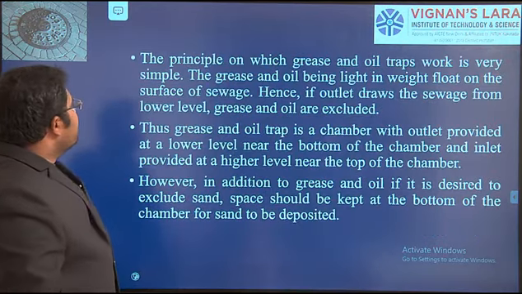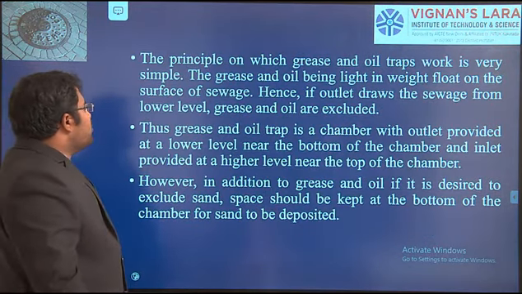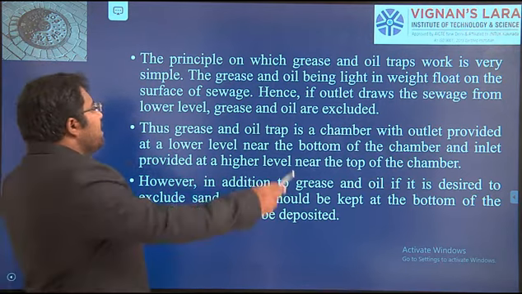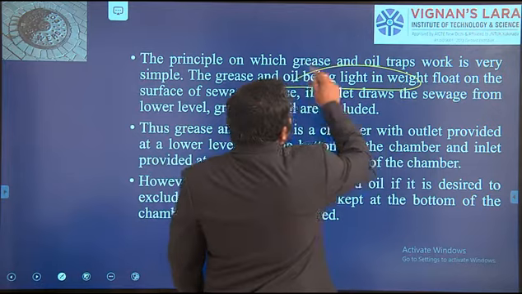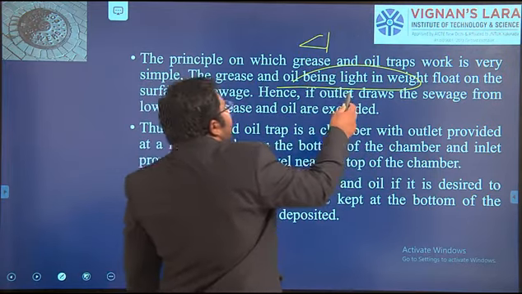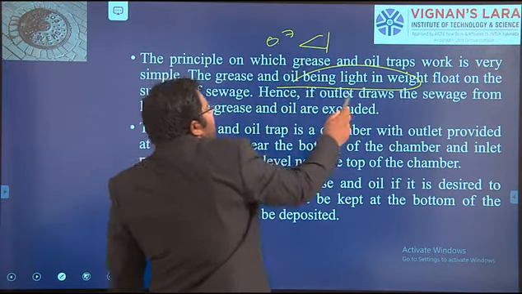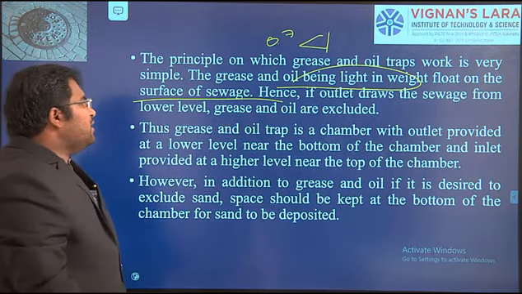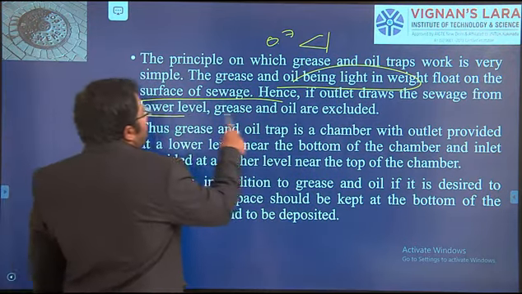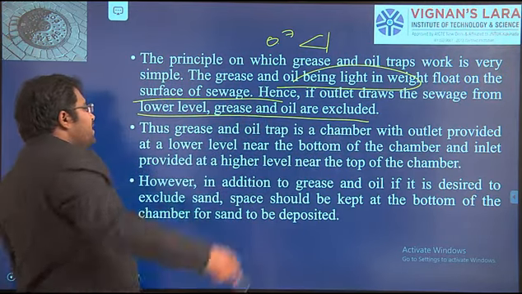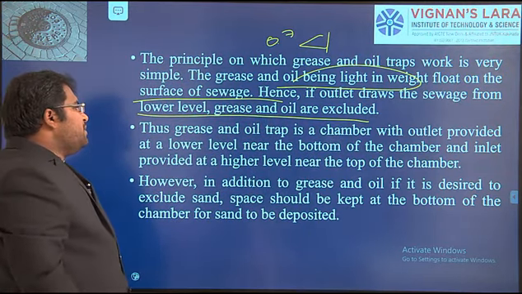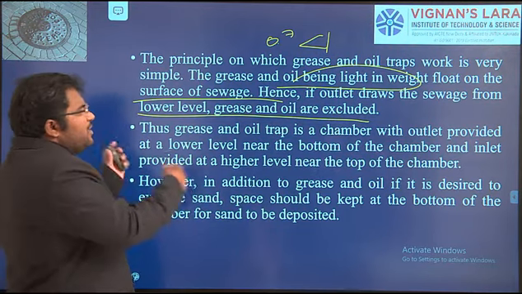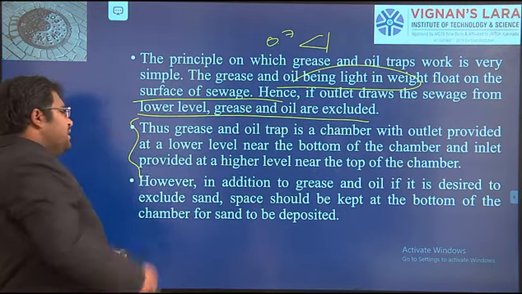Next, the principle on which grease and oil traps work is very simple. The oil, being lightweight, has a specific gravity less than 1, around 0.6 or 0.7. Because of that, it will float on the surface of the sewage. Hence, if the outlet draws sewage from a lower level, the grease and oils will be excluded. The grease and oil trap is a chamber with an outlet provided at a lower level near the bottom of the chamber. We already saw the construction in the diagram.